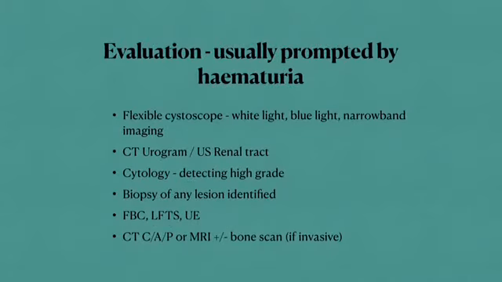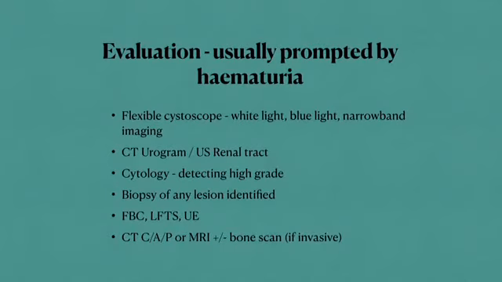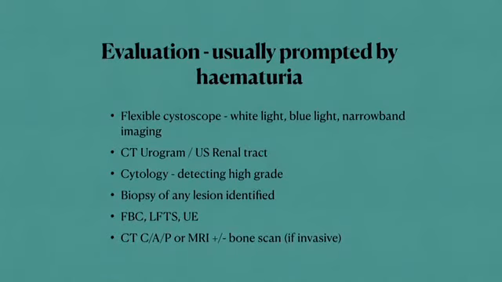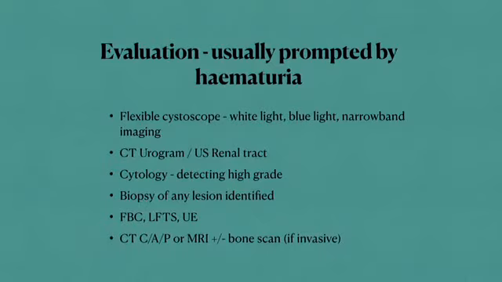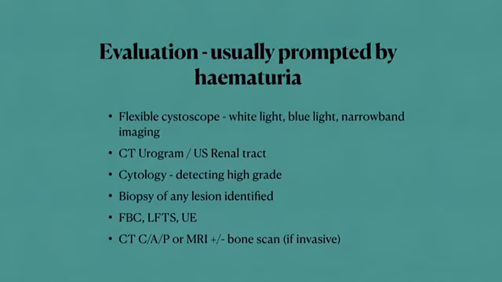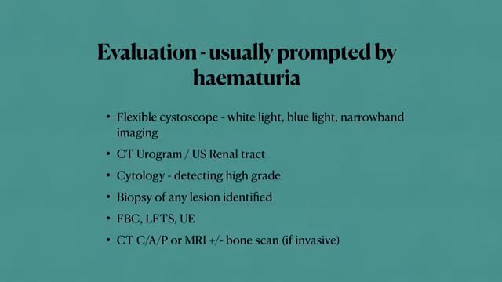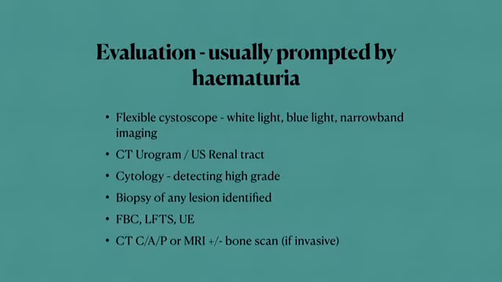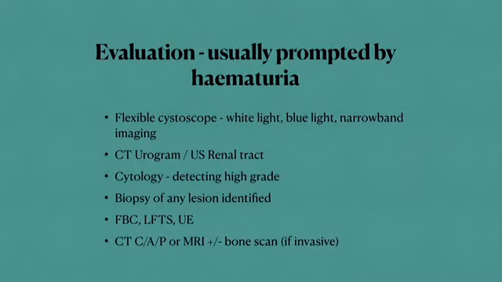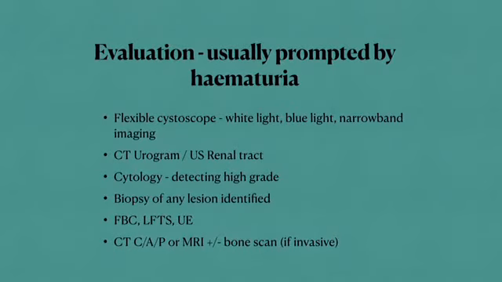So how do we investigate patients with possible bladder cancer? Well, this is often prompted by hematuria and will involve a triple assessment with a flexible cystoscopy, a CT urogram or ultrasound renal tract, and a urinary cytology. Urinary cytology isn't done everywhere and is only really beneficial for detecting high-grade disease.